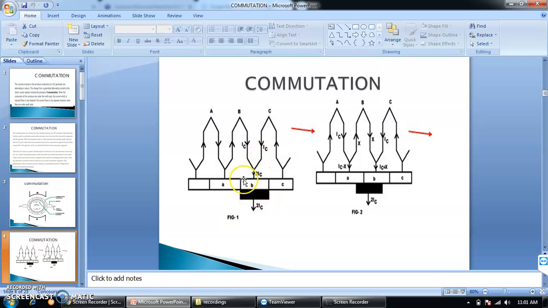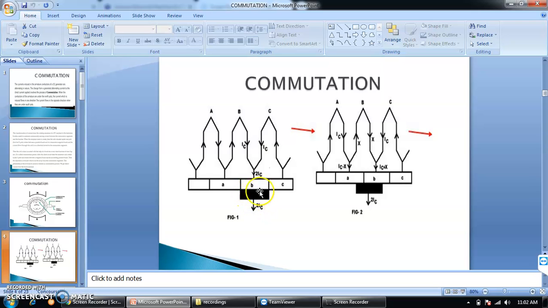That means in this first diagram, the collected current through the brushes is fixed at 2IC or 40 ampere. Now here you should know there are two basic important terms associated with this commutation procedure. The first term you should know is commutation period. What is commutation period?